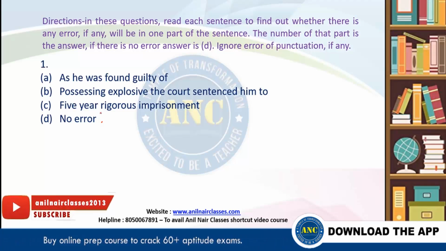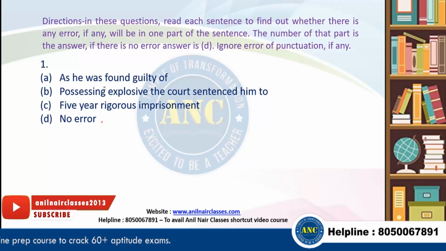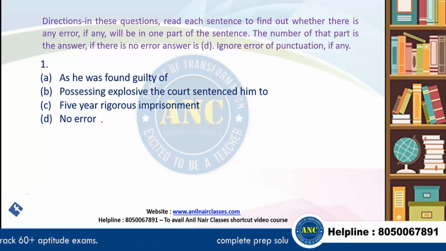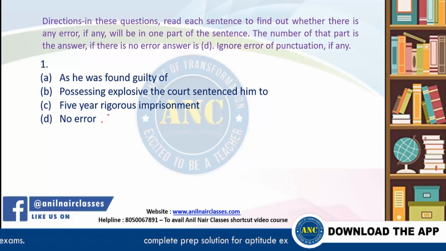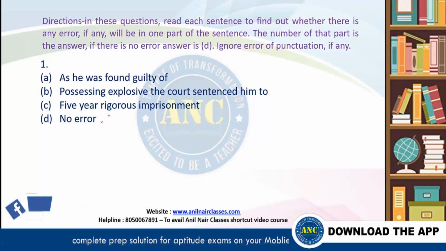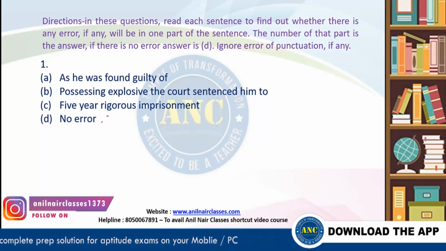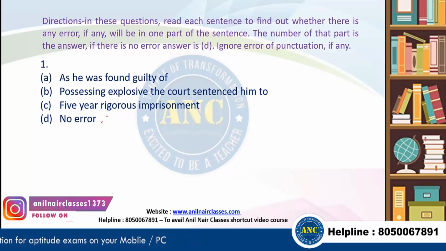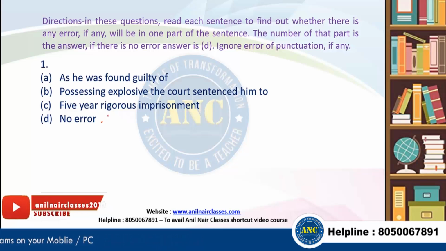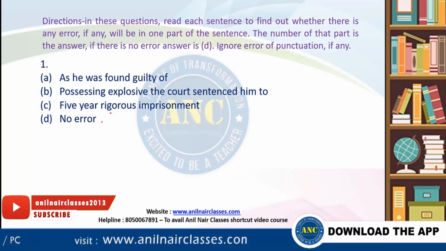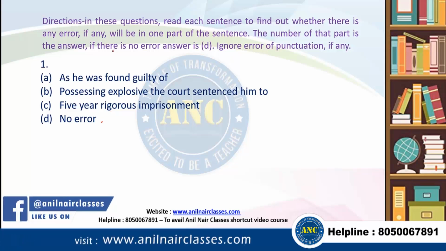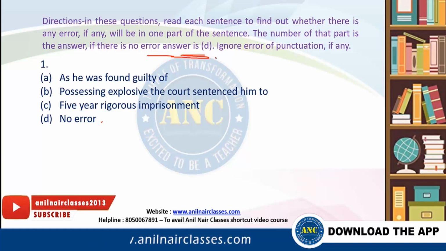So that means if your concepts are clear and if you are able to clearly name an error, then you can straight away select that answer and move ahead to the right answer. That you will be able to do only if you are sure about your concepts and you are able to name the errors. Clear? Then what it says, the number of that part is the answer. If there is no error, answer is D.